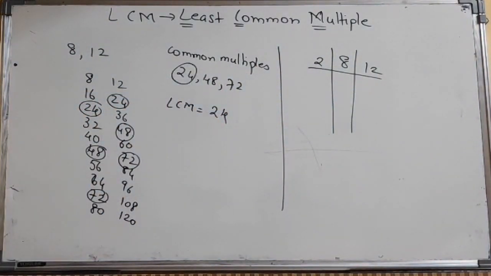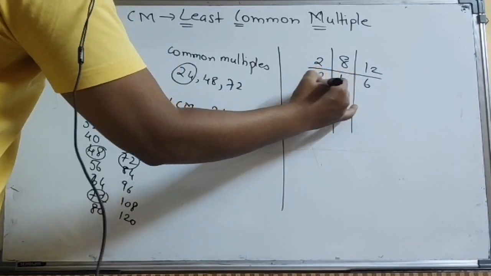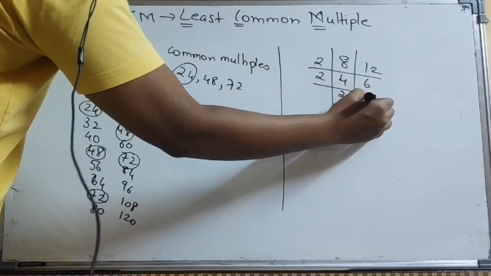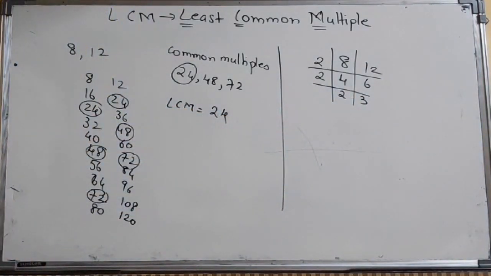2 can divide 8 and 12. So this goes 4, this goes 6. Then 2 again: 2 twos are 4, 2 threes are 6. Now you cannot further divide 2 and 3 with the same number. Why? Because both are prime. Then we stop the factorization.